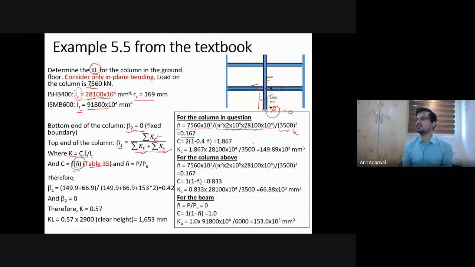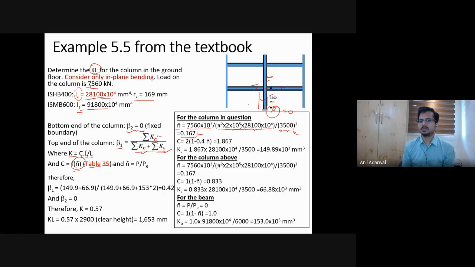You can reiterate, it won't make a huge difference, and that's not really the purpose of this exercise. So you don't really have to reiterate it. After you get a new K_L at the end, the question may be asked, should I go back and correct these values again? You may or may not. Okay, so you got n bar for this column. Likewise, you can get n bar for the column above.